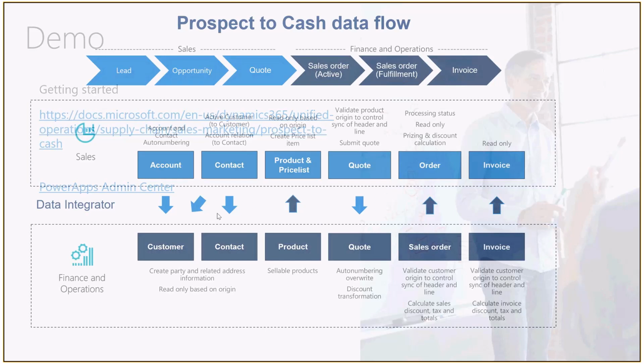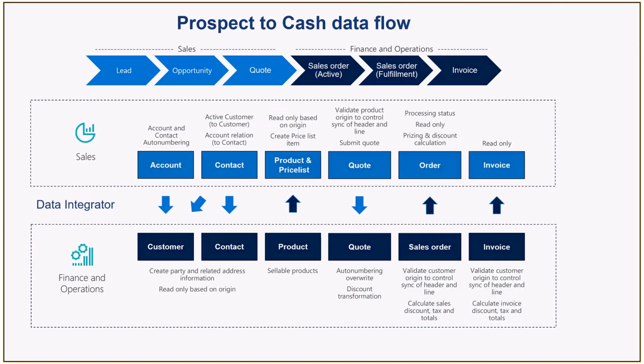So, prospect to cash. What is it that we're actually synchronizing here? The plan is that we will generate leads in the sales system, create opportunities from that, and generate a quote. Then we want the finance and operations system to take over creating the sales order, fulfilling the sales order, and finally creating the invoice and send that to the customer. So this is what we call the prospect to cash flow.